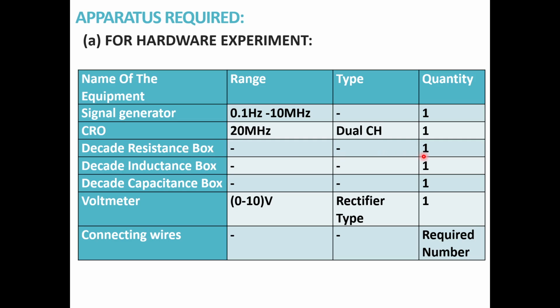We need a decade resistance box, one quantity. You need a decade inductance box, one quantity. Decade capacitance box, quantity required is 1. The voltmeter that is required here is of range 0 to 10 volts, and type is rectifier type voltmeter, and we need only one voltmeter. And depending on the requirement, for the connecting wires you can write as required or required number. The quantity of connecting wires is never specified. You can take a bunch of wires, connect as many as required, and the remaining you just leave.